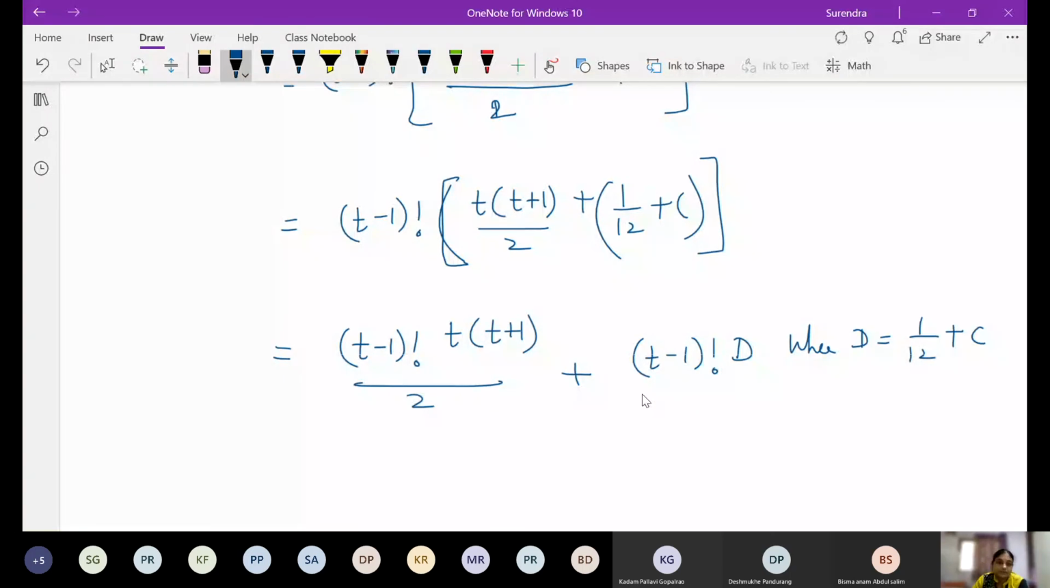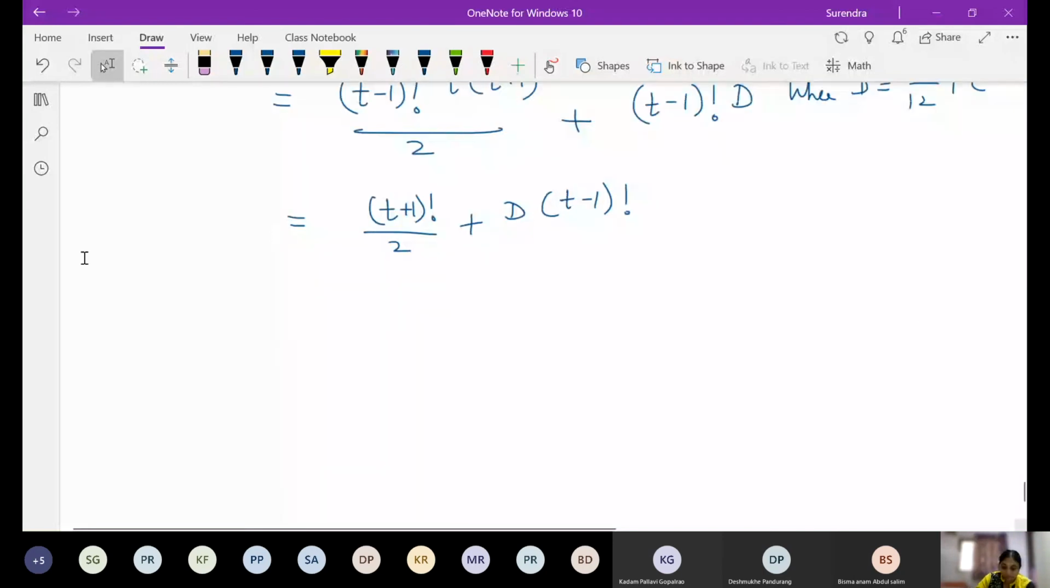Yes, okay, ma'am. Now what is t into t plus 1 into t minus 1 factorial? T plus 1 factorial by 2 I can write, plus d times t minus 1 factorial. Now that is my yt. Now I want to find this arbitrary constant d. To find d, what should I use? Initial value is given already.